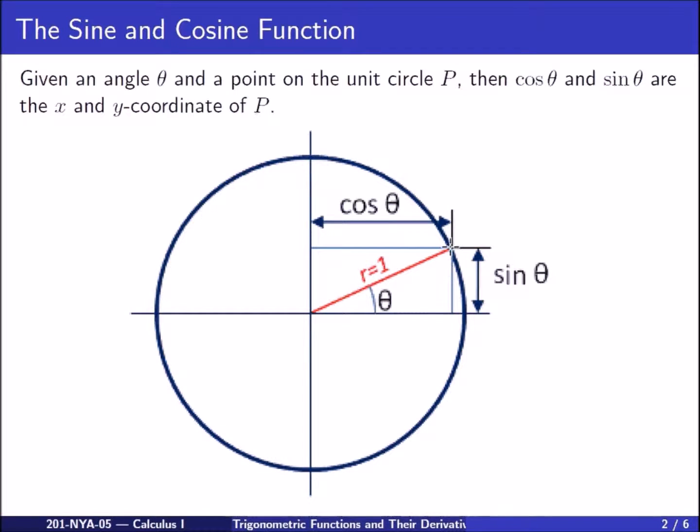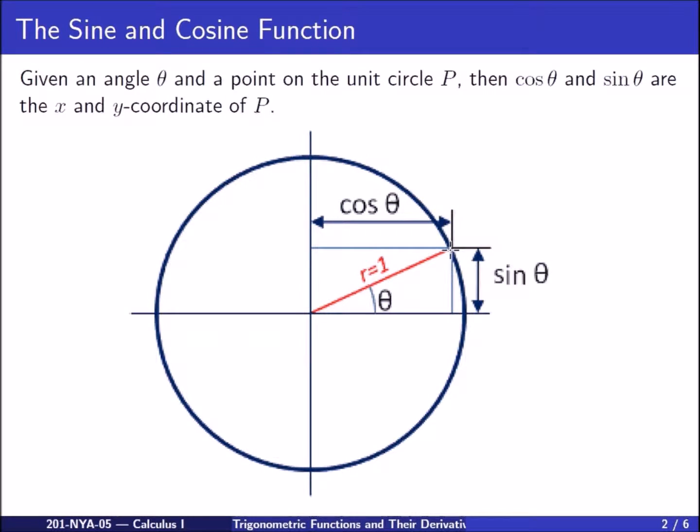So if you consider a point P that lies at the intersection of the terminal side of the angle and the unit circle, its x-coordinate is cosine and its y-coordinate is sine. So on the trigonometric circle, we will define the sine and the cosine of an angle by being the y and the x-coordinate of the corresponding point that lies on the unit circle.